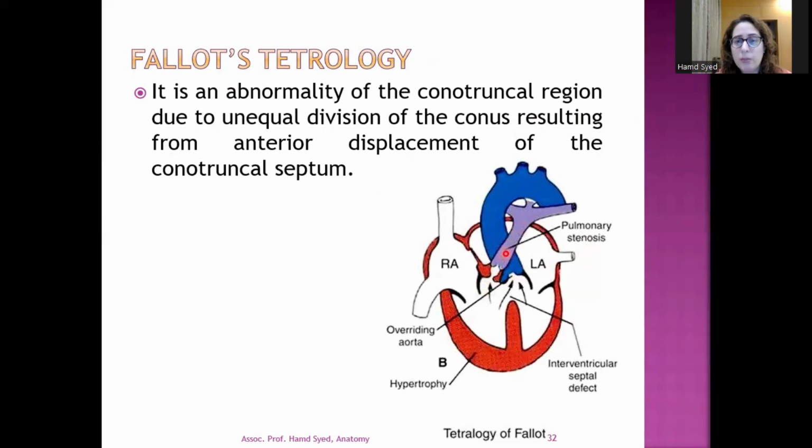Number 1, you can see the pulmonary stenosis, that is the narrowed lumen of the pulmonary trunk. This obviously causes the right ventricle to pump with a greater force, and that will cause right ventricular hypertrophy, which is the second feature.